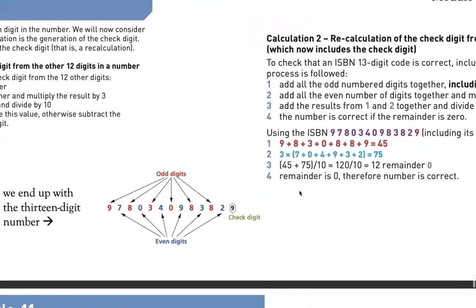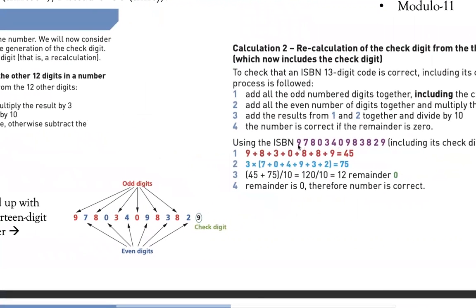How? Same steps. I've got the complete 13-digit ISBN, including the check digit here. I will separate the odd numbers from the even numbers. Odd numbers now become 9, 8, 3, 0, 8, and 9.